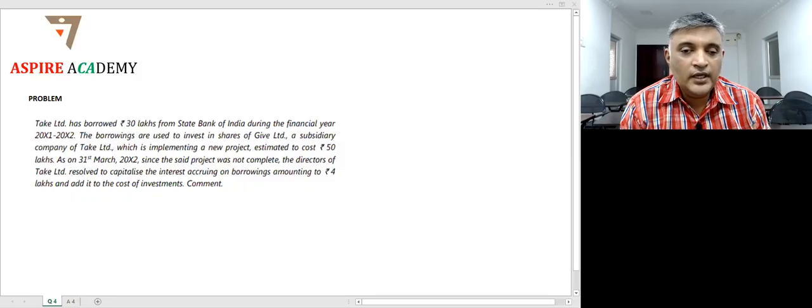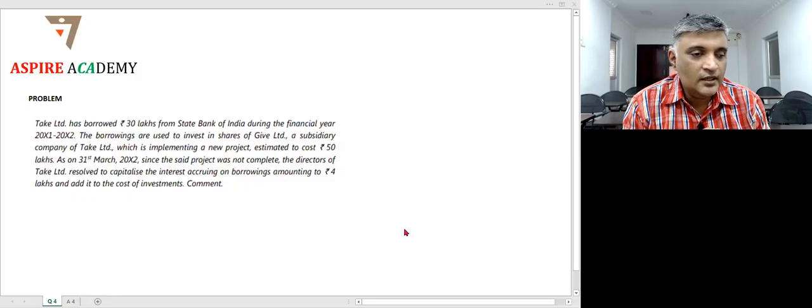We will now move on to the next problem in A16. Take Limited has borrowed rupees 30 lakhs from State Bank of India during the financial year X1, X2. The borrowings are used to invest in the shares of Give Limited, the subsidiary company of Take Limited, which is implementing a new project estimated to cost rupees 50 lakhs.